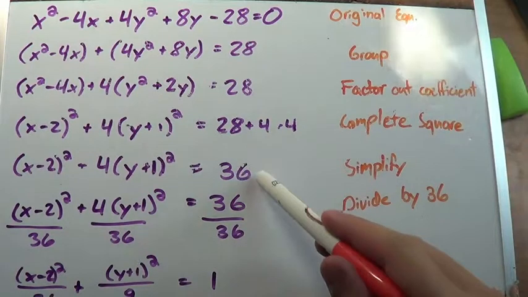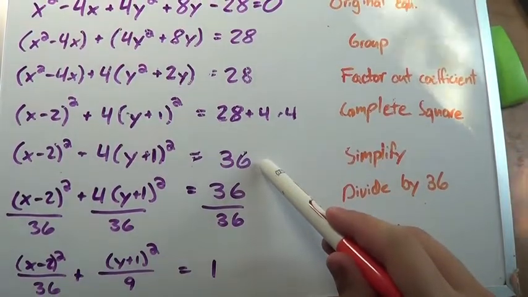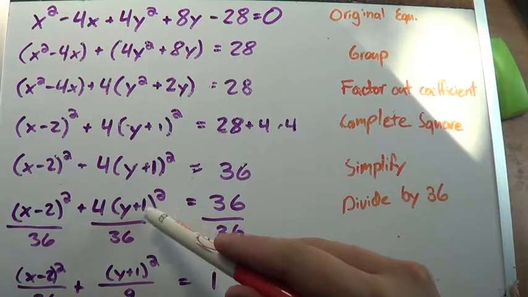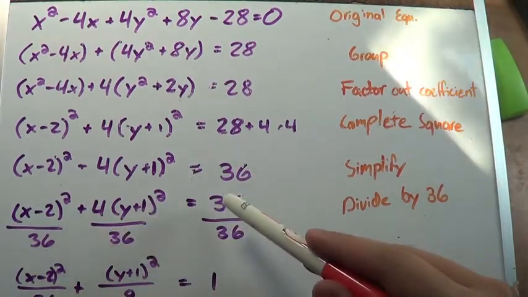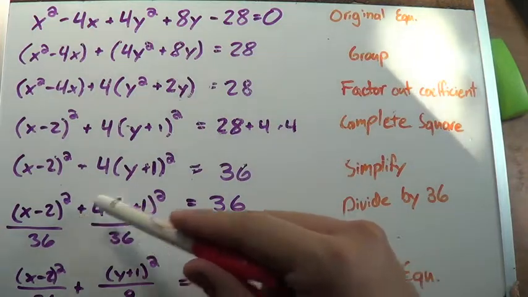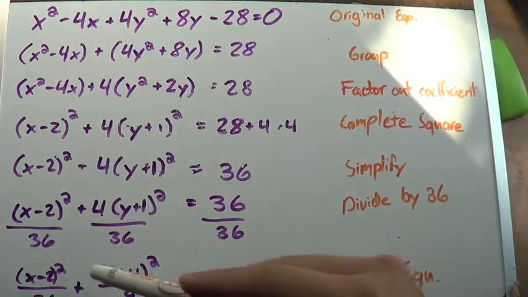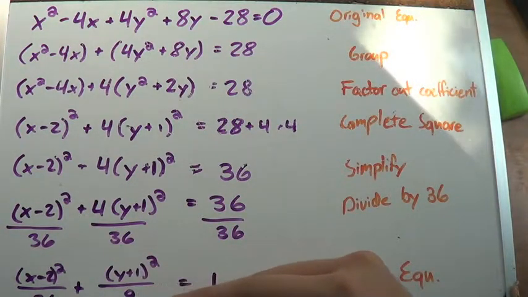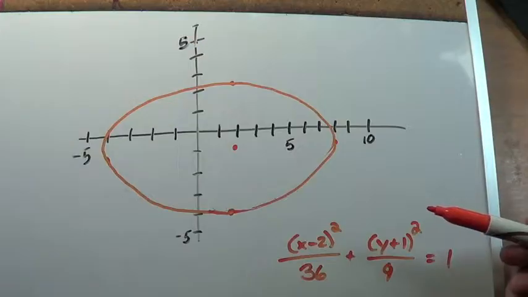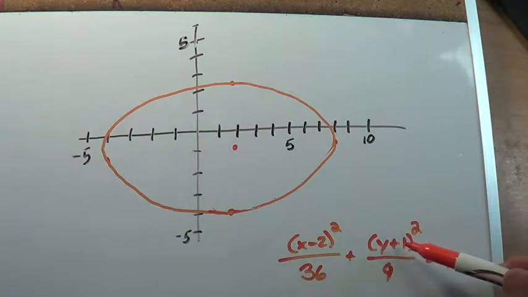If we divide by what's on the right, in this case 36, we'll end up with x minus 2 squared over 36 plus 4 times y plus 1 squared over 36 equals 1. We can simplify this by canceling out the 4 here, and you get x minus 2 squared over 36 plus y plus 1 squared over 9 equals 1. What does this look like? The center is at 2, negative 1, as you might expect from our video on circles.